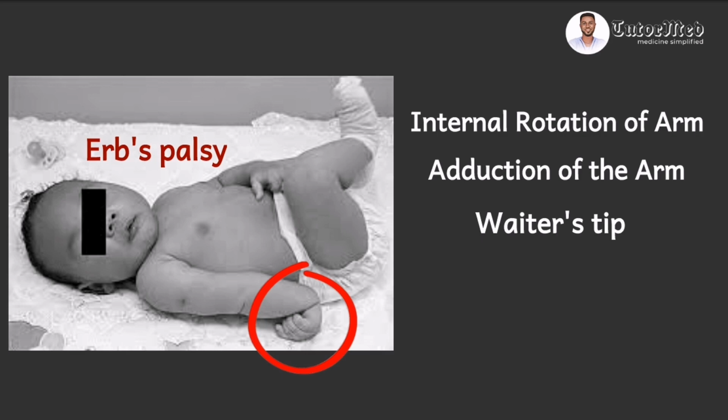More importantly, if we have background information that this baby is a large for gestational age baby who was delivered vaginally, and the baby is not moving all 4 limbs simultaneously, with one limb static, we should suspect an injury. And if you see this position, the internal rotation of the arm, the adduction of the arm, and the waiter's tip, you should be thinking about Erb's palsy, which is an upper brachial plexus injury.